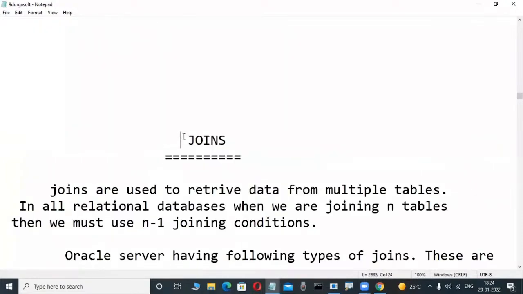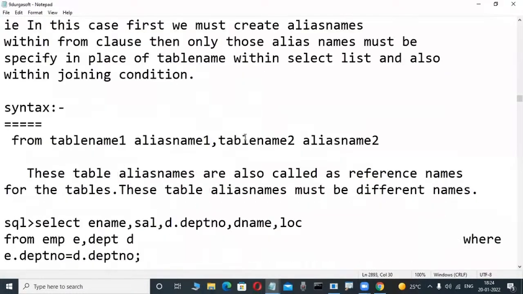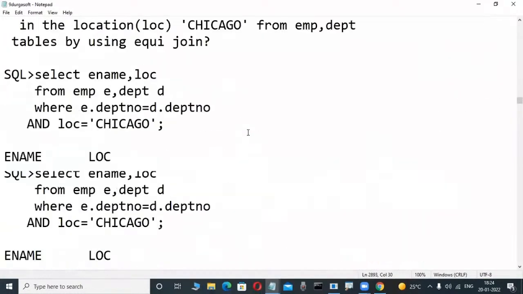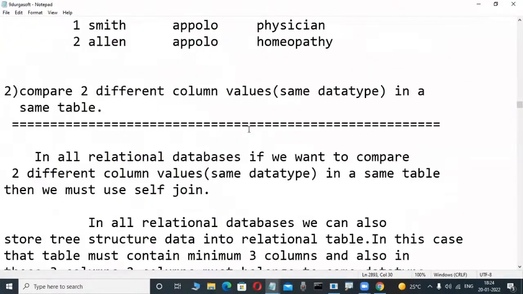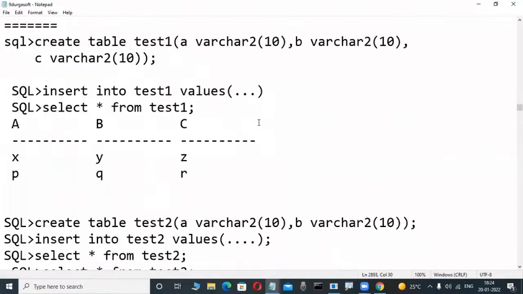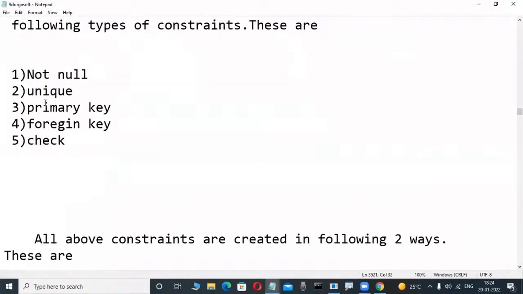And now here, the main concept, joins, is a concept: retrieve data from multiple tables. This is SQL language knowledge. Maybe some fellows have an idea about it. And then constraints. In our SQL language, constraints is a concept: primary key, foreign key, check. So many things are there.